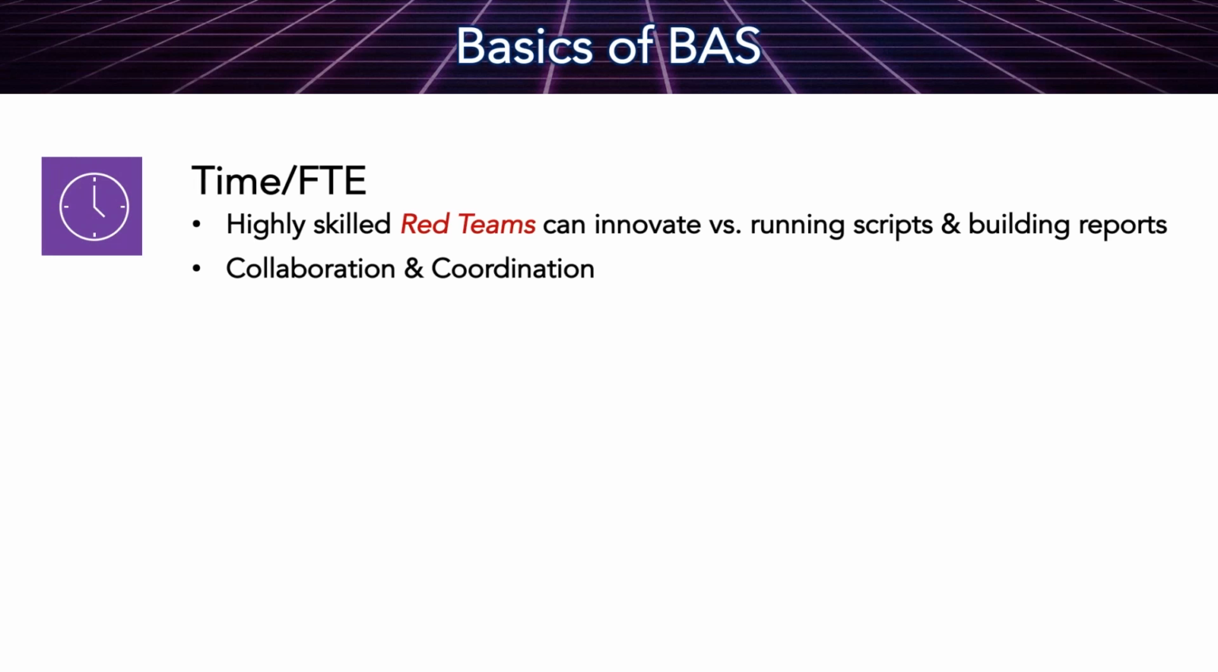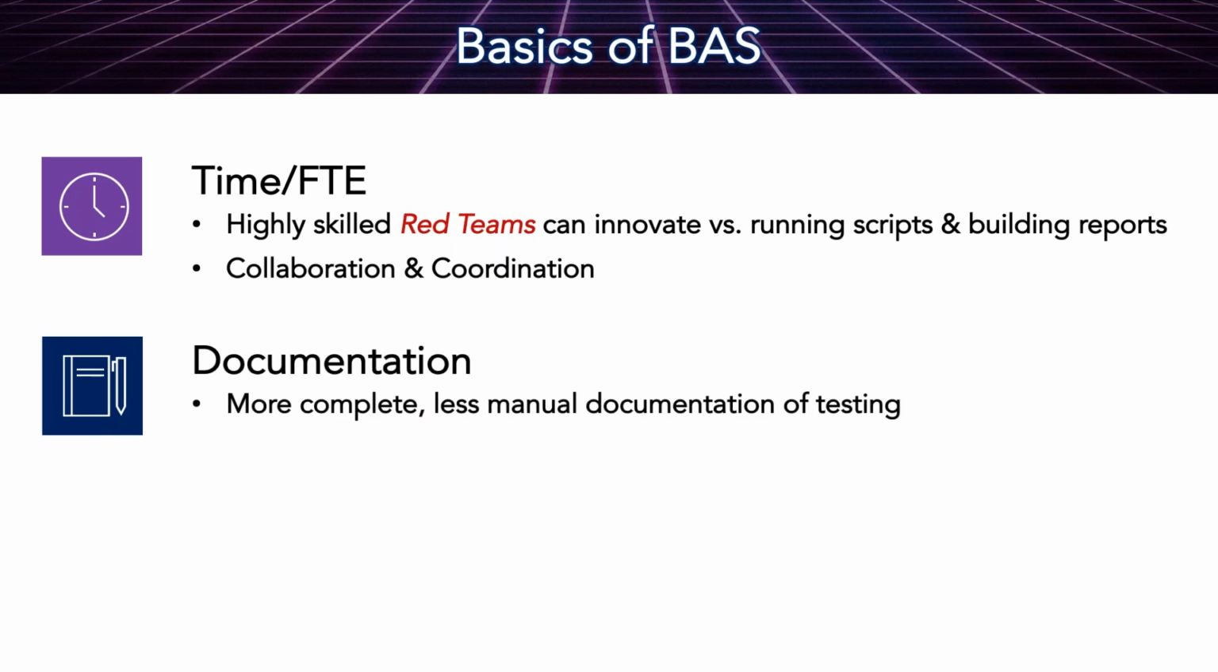The first is time and FTEs. Red team members are generally highly skilled individuals whose time could be better spent innovating instead of running scripts and building reports. Coordination and sharing of information between red and blue teams consumes time, and that could better be spent implementing projects and defending the enterprise. The second is documentation. Documentation during manual efforts is often lacking because of the time commitment or lack of resources to document what was done, how it was done, when it was done, and even by who.